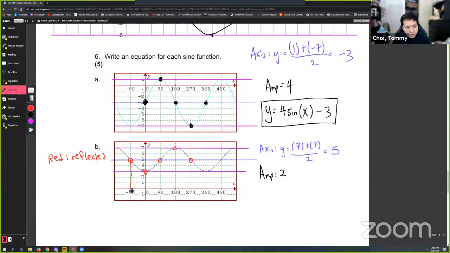Second, we look at it, and the x value is actually negative 90. It doesn't start at 0, which means we have to move this 90, or it got moved 90 to the left. It starts at negative 90. So it's a phase shift left by 90, because it starts at negative 90 here. So my equation for my red one would be negative 2 sine x plus 90 plus 5. So that would be in red. Okay.